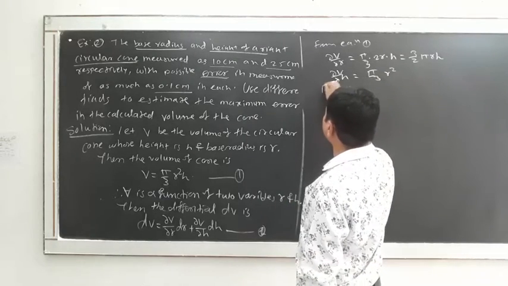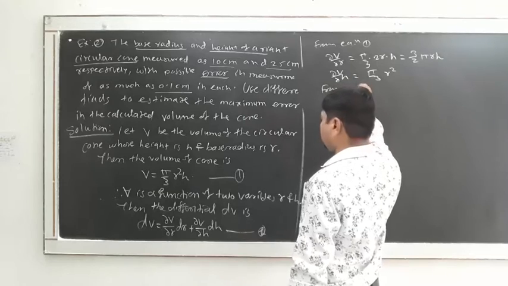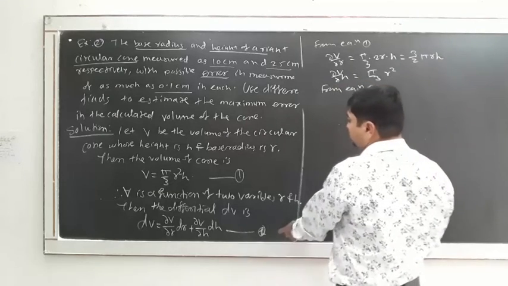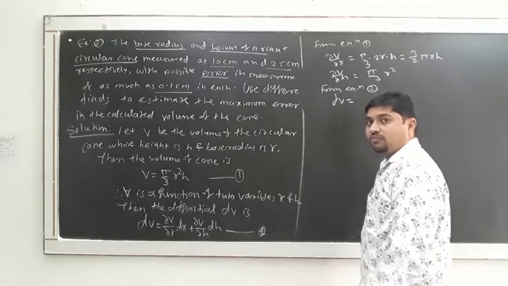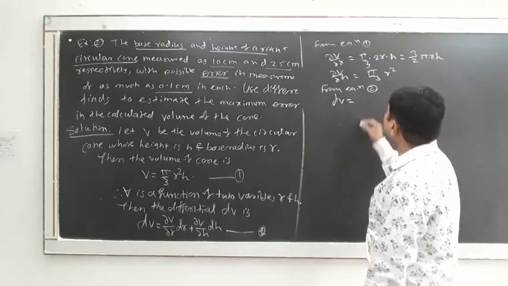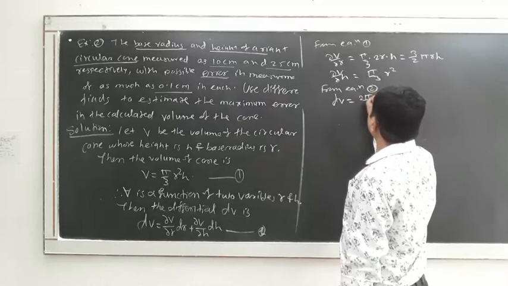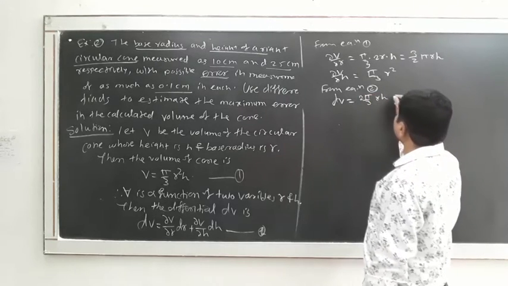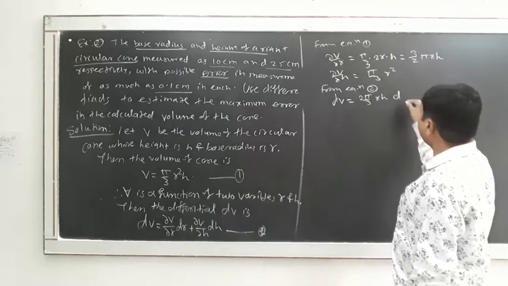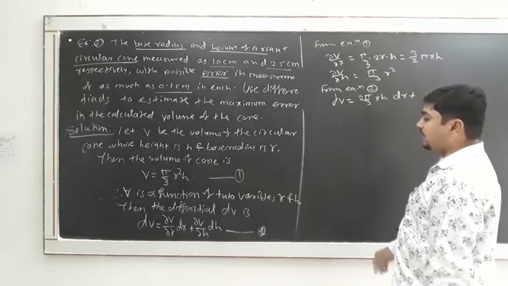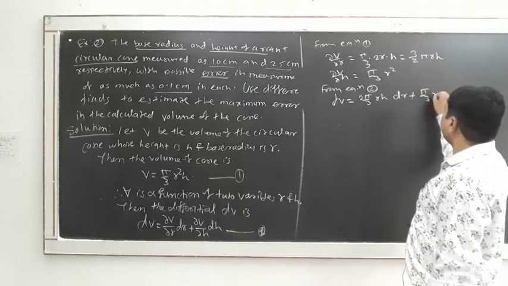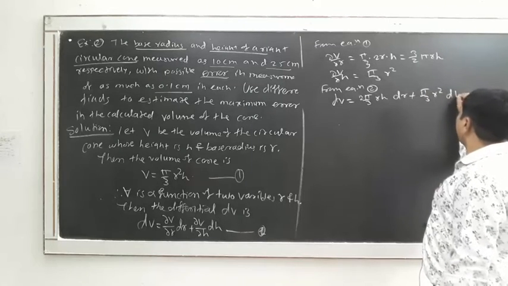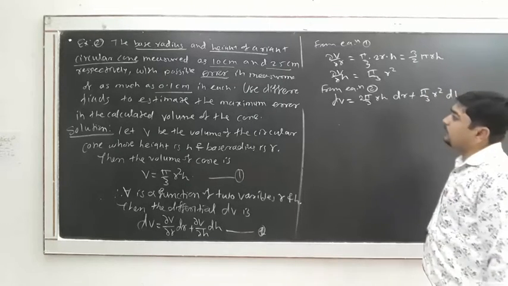Now we can put the values from equation 2. dV is equal to del V by del r, which is 2 pi by 3 r h, into dr, plus del V by del h, pi by 3 r square, into dh. Say this is equation number 3.